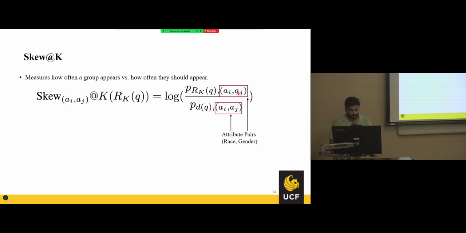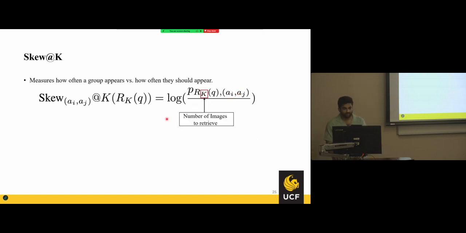A_i and A_j are our attribute pair that can be race and gender, race and physical characteristic, or gender and physical characteristic. K is the total number of images that we want our model to retrieve. That can be any number, 20, 15, or any random number that you would like to pick. Q is our query for retrieving. That could be an occupation, that could contain the race as well. An example would be, please give me an image of a doctor, or please give me an image of a construction worker.